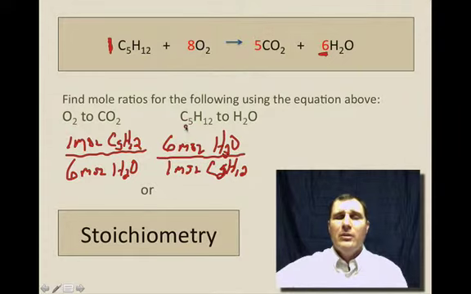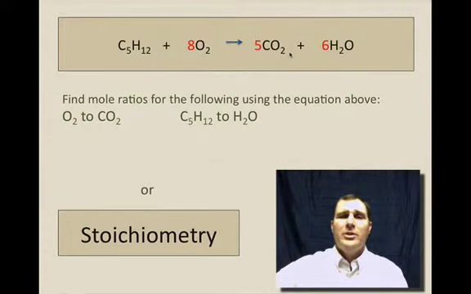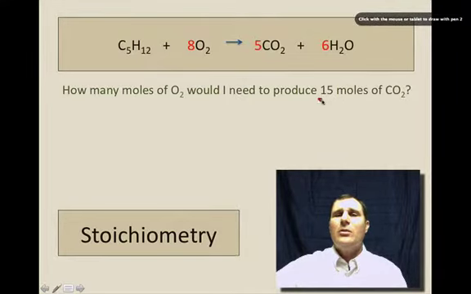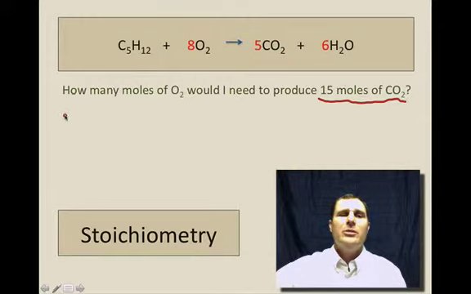Good. So we know how to do mole ratios. The next thing we want to do is see how we would apply this to convert something. So here's an actual equation like you would see. How many moles of oxygen would I need to produce 15 moles of CO2? Well, let's always start by writing down what we're given. And in this case, we're given 15 moles of CO2. So I'm going to write that right here. 15 moles of CO2.